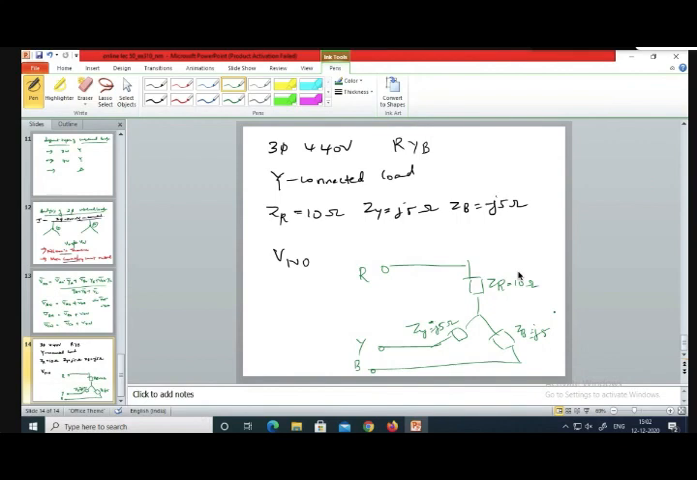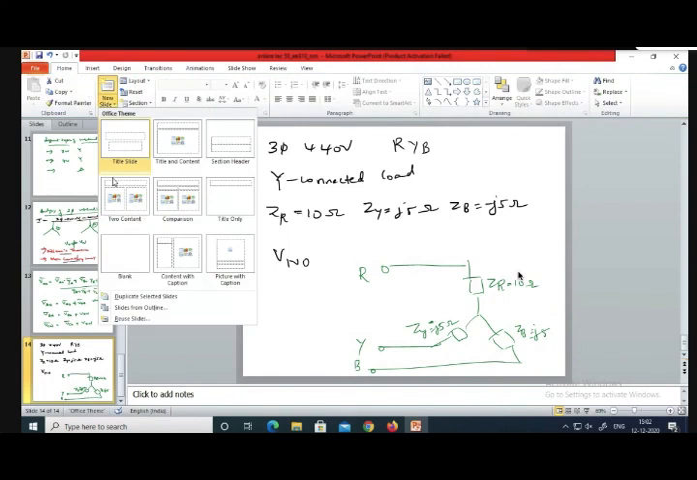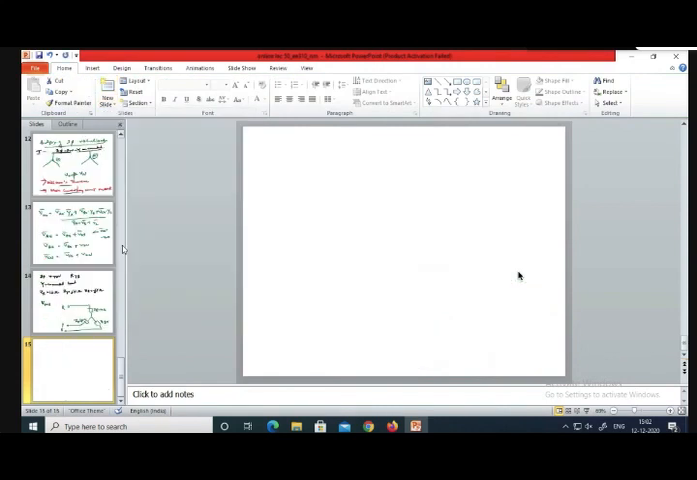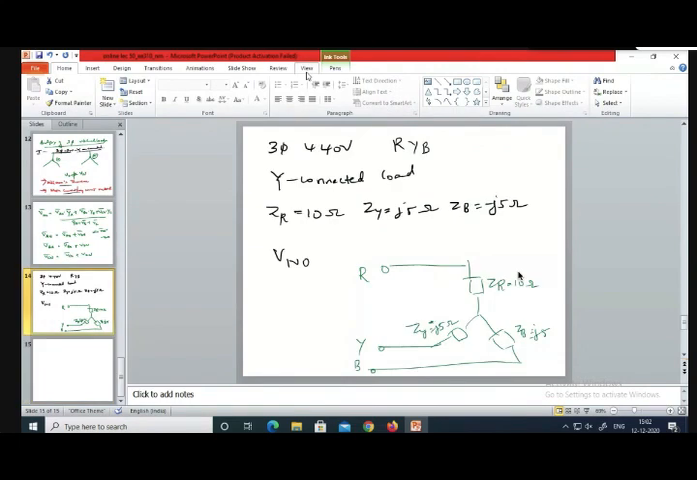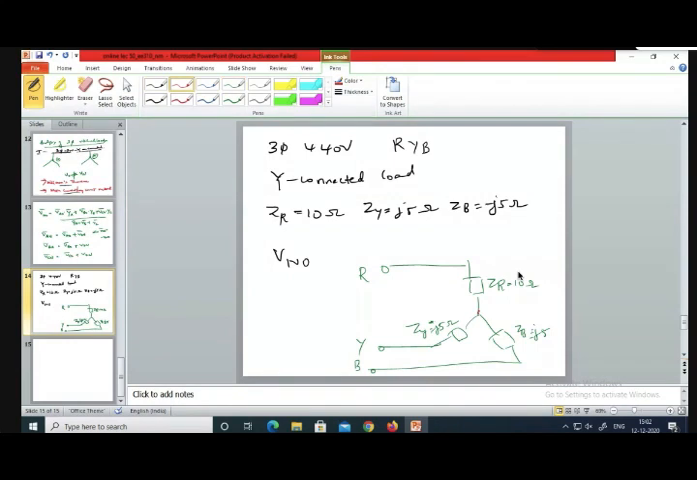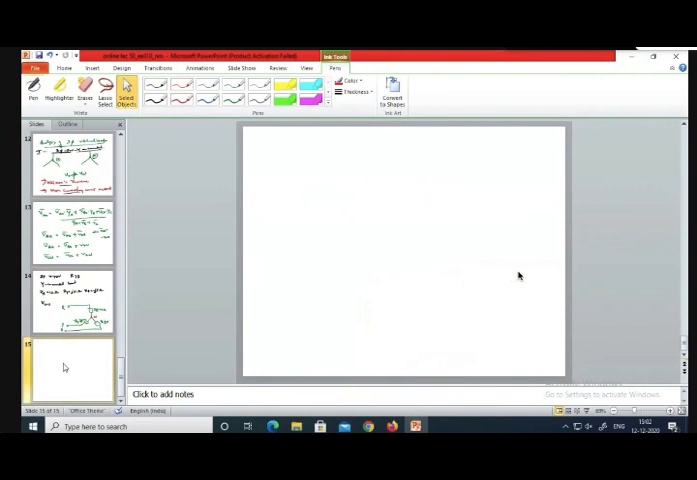What is it that you have to calculate here? You have to calculate the phase voltages on the load side. You can refer to this point as N, the neutral on the load side. What are the phase voltages on the load side, and how do you measure them? You measure the phase voltage of R with respect to the neutral.